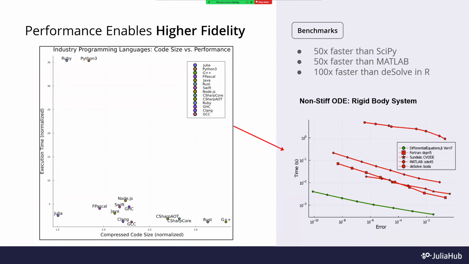If we take a look on the right side here, we have some domain-specific benchmarks. We have a rigid body system represented as a non-stiff ordinary differential equation. And we can see the Julia solution, specifically DifferentialEquations.jl, being compared to the speed of a few other solutions: Fortran, Sundials, MATLAB, and SciPy. For any given acceptable error level, the Julia solution here in green is anywhere between 1 to 2 orders of magnitude faster than any of the competitors.